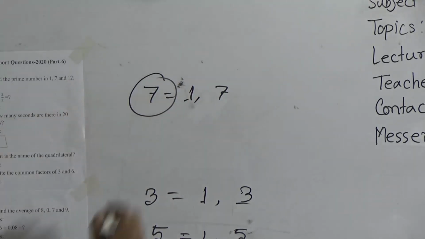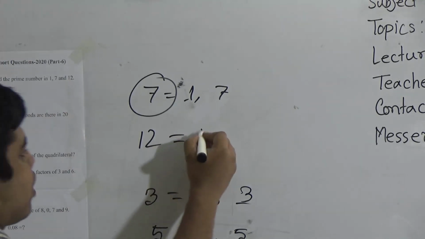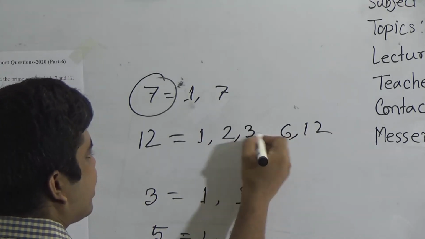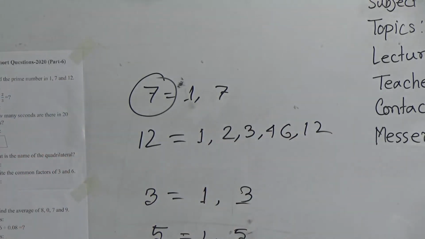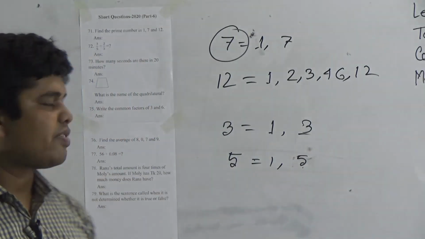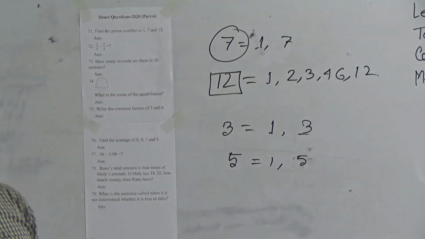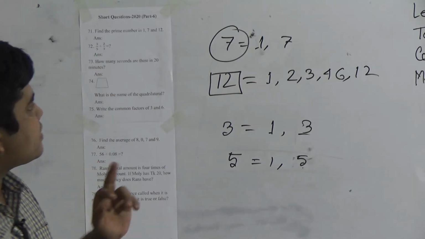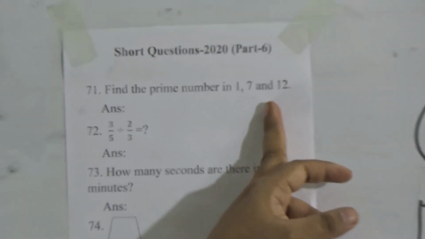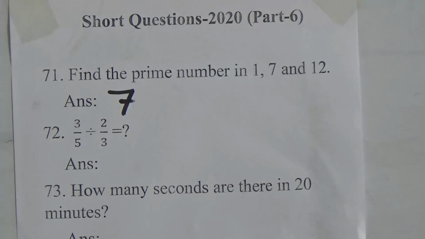And the last one, 12. My dear students, notice it has a lot of factors. Notice 1 and 12 itself, then 2 and 6, then 3 and 4. It has factors 1, 2, 3, 4, 6, 12. So it has 6 factors. For this reason 12 is not a prime number, it is a composite number. As a result, from 1, 7 and 12, 7 is the prime number. I hope you have understood. Now write the answer 7. Okay, 7 is the prime number.